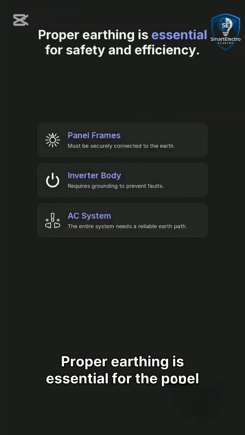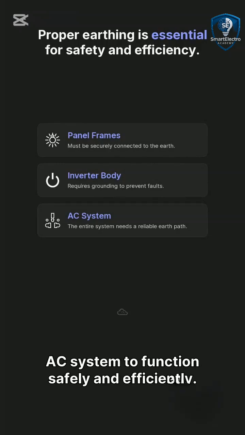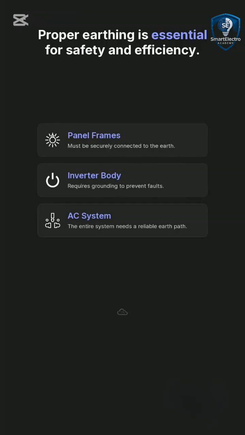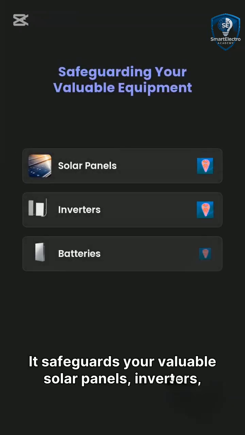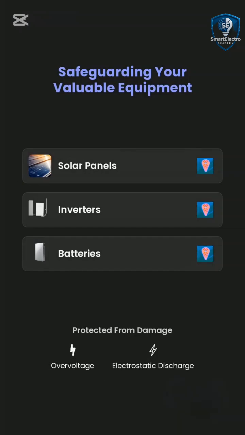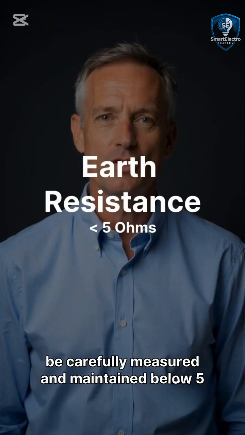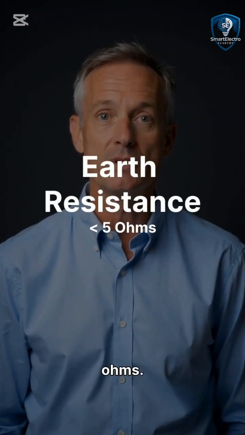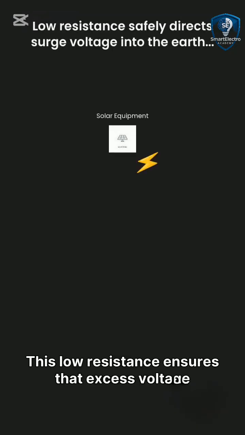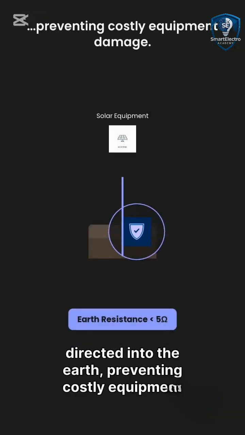Proper earthing is essential for the panel frames, the inverter body, and the entire AC system to function safely and efficiently. It safeguards your valuable solar panels, inverters, and batteries from damage due to overvoltage and electrostatic discharge. For effective protection, the earth resistance must be carefully measured and maintained below 5 ohms. This low resistance ensures that excess voltage from surges, such as lightning, is safely directed into the earth, preventing costly equipment damage.